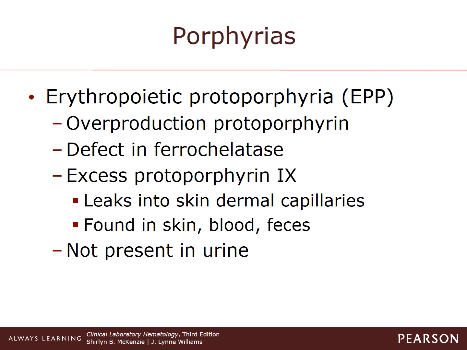In erythropoietic protoporphyria, you have an overproduction of protoporphyrin, where you have a defect in the ferrochelatase enzyme, leading to excessive protoporphyrin IX, which leaks into the skin and the dermal capillaries, and is found in the skin, blood, and feces, but is not usually present in the urine. Here, you don't really have any significant abnormalities in the blood and the bone marrow, and the cytoplasm of erythroblasts shows fluorescent intensity with UV light. Red cells, plasma, and feces contain large amounts of protoporphyrin, which is not found in the urine, and you don't have any increase in iron.